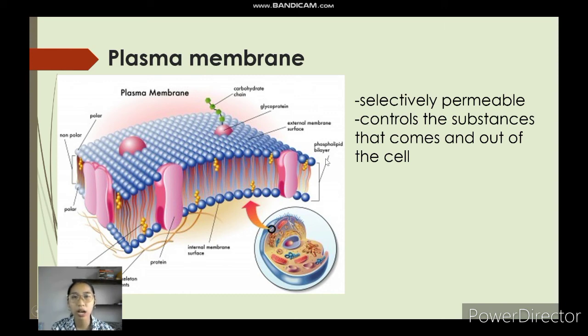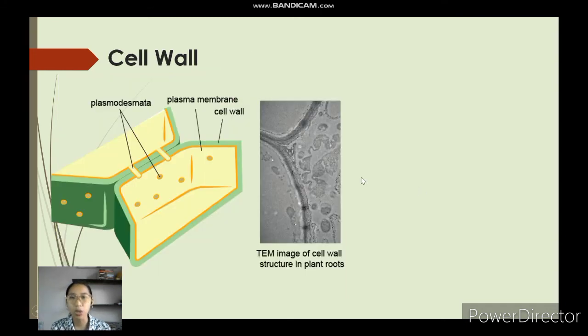It selectively allows substances to enter, such as water. And of course there are harmful substances that cannot enter your cell directly, because it is dangerous and you could die. So one of its functions is blocking out those substances, the plasma membrane. The last one is our cell wall.